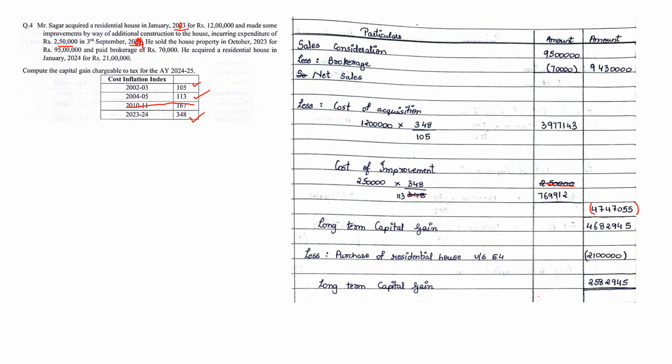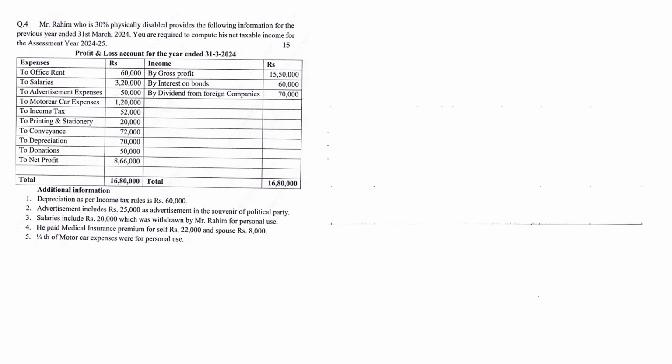Okay, chalo. Now the last sum which was against this particular question was Mr. Rahim, who is 30% physically disabled, noting it down, 30%, provides the following information for the previous year ending 31st March. You are required to compute his net taxable income for the assessment year. Since the P&L account is given, it becomes income from business and profession.